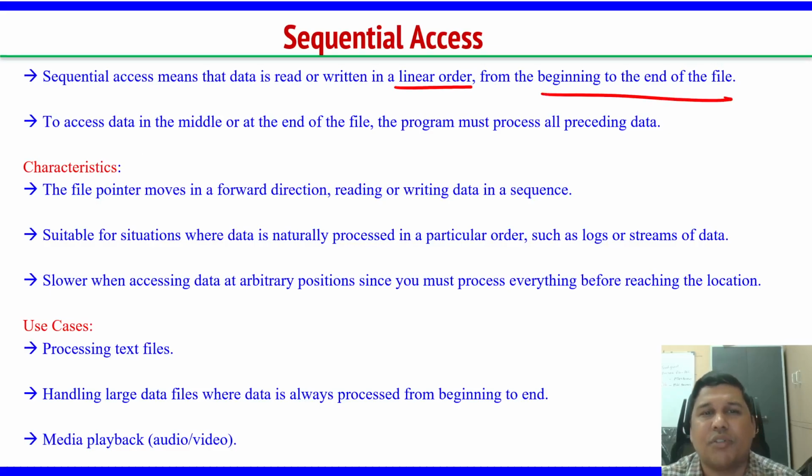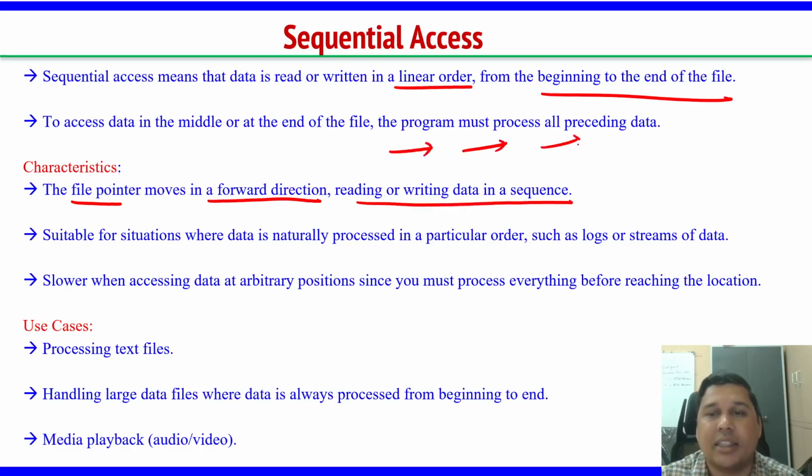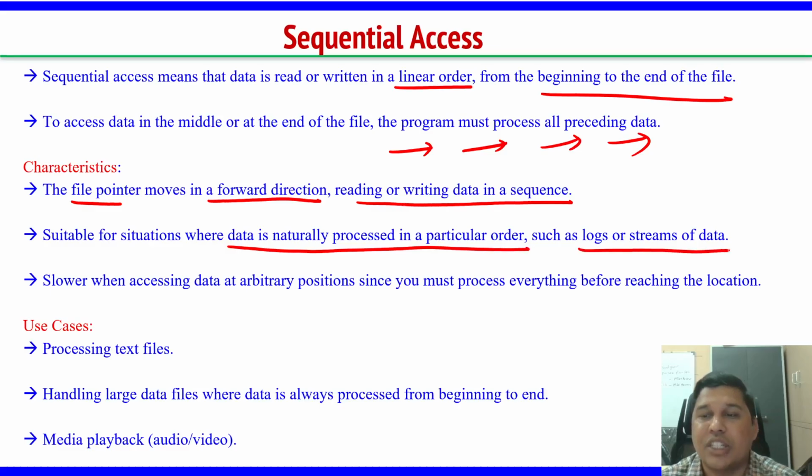What are the characteristics of sequential access? The file pointer moves in the forward direction only, reading and writing data in a sequence. Always the first character, then second, then third, then fourth, in a sequence only, right? Where can we use this? Sequential access can be used where data is naturally processed in a particular order, like logs and streams.